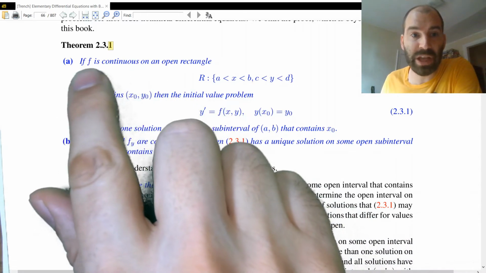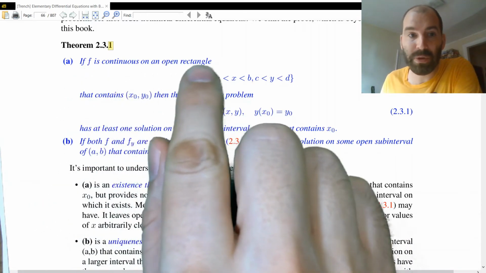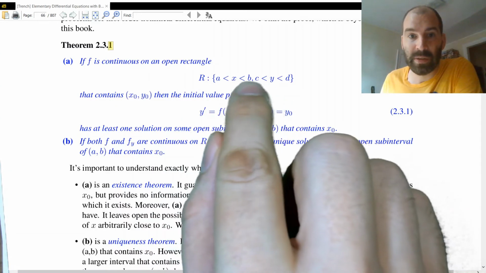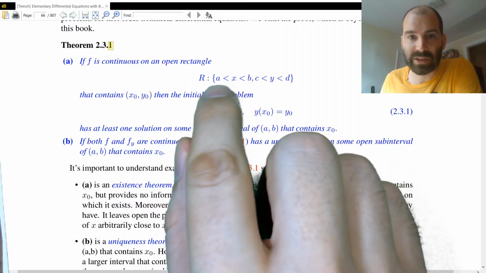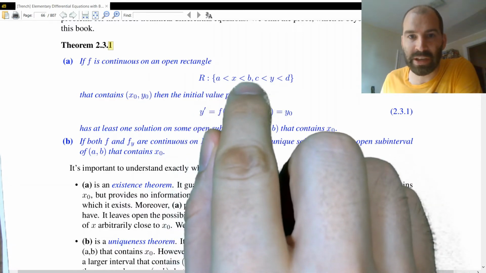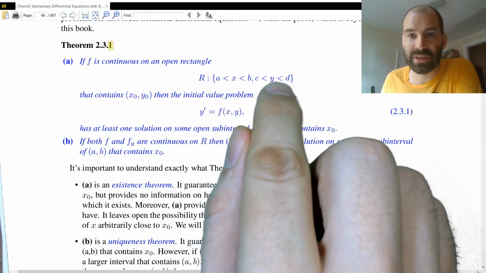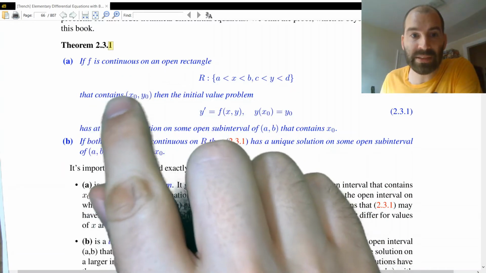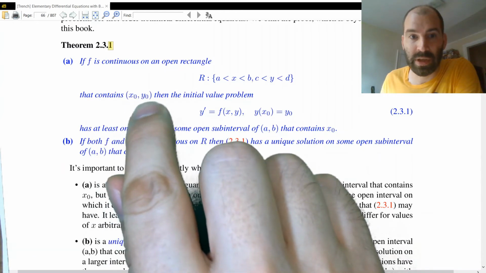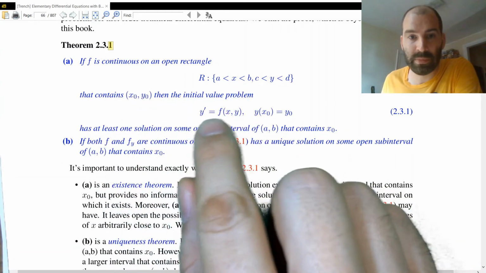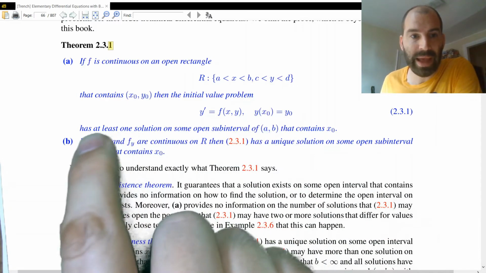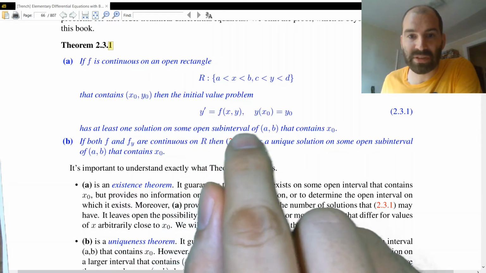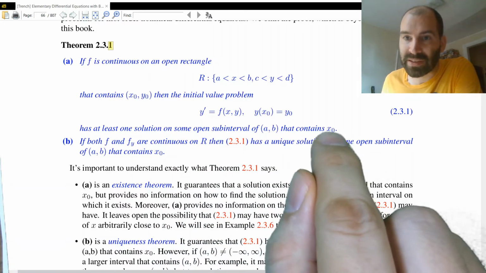So they're saying that the function f is continuous on an open rectangle. So we have some rectangle here. Why is this a rectangle? Because we're saying that x is between two numbers a and b, and y is between two numbers c and d, and that makes a rectangle that contains x0, y0. Then the initial value problem has at least one solution on some open subinterval that contains x0.